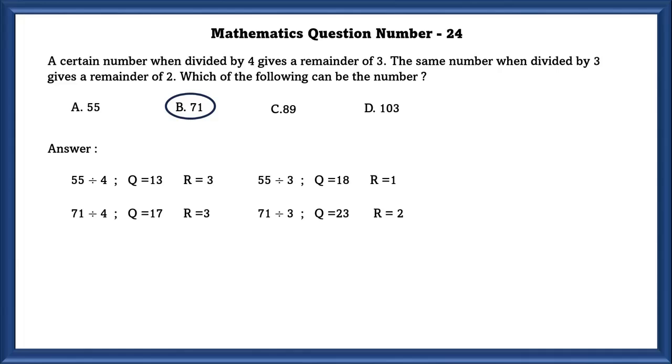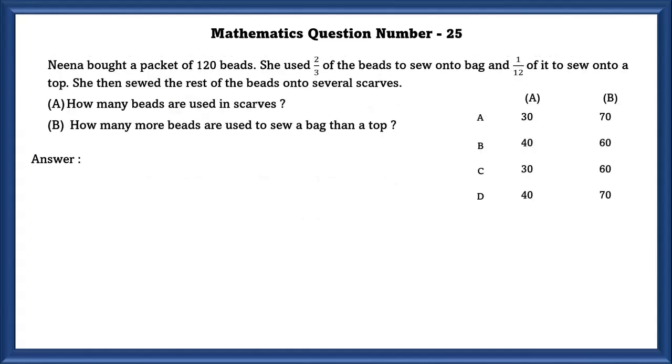So this is the correct option because when this number is divided by 4, we get the remainder of 3. And when it is divided by 3, we get the remainder as 2. So answer is B.